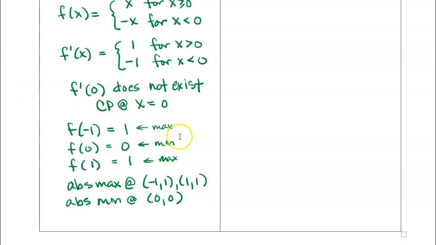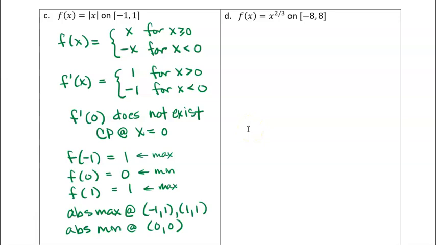All right, we got one more. It's getting kind of long to do all of these in one video, but let's do this one more. This one's an interesting one. All right, so we have this function x to the 2/3 power, and it's defined from -8 to 8, this closed interval from -8 to 8. All right, so first thing is to find the derivative.